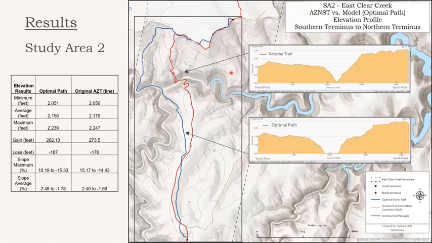Here is the elevation profile comparison between the original Arizona Trail and the optimal path generated by the model. The greatest difference between the routes was how the model created a path across East Clear Creek. It shows that there is approximately an 11 feet difference between the elevation gain and loss for the 2 paths, and a difference of 2% for the maximum percent slope. The elevation profile shows a steep slope of concern. This section of the trail crossing East Clear Creek will most likely need to incorporate switchbacks, since the percent slope rise exceeds the U.S. Forest Service criteria of 8%.